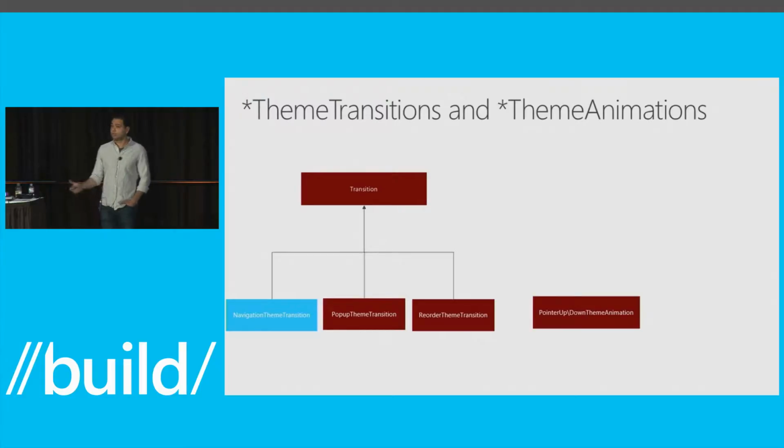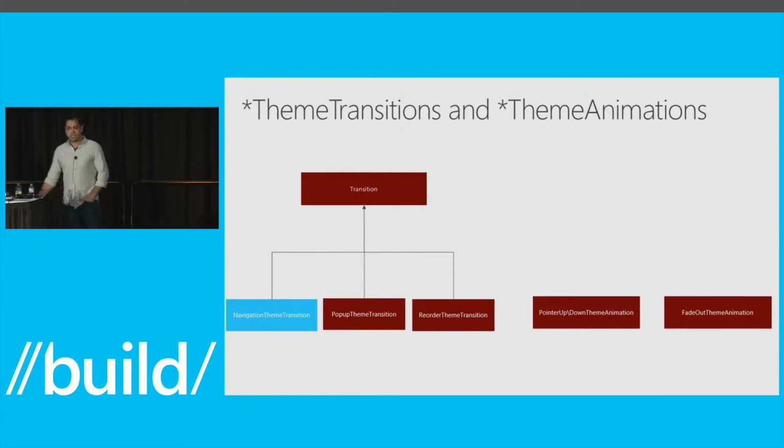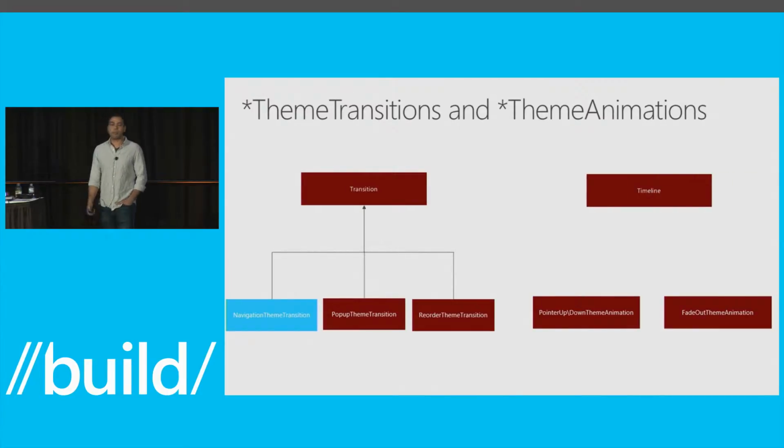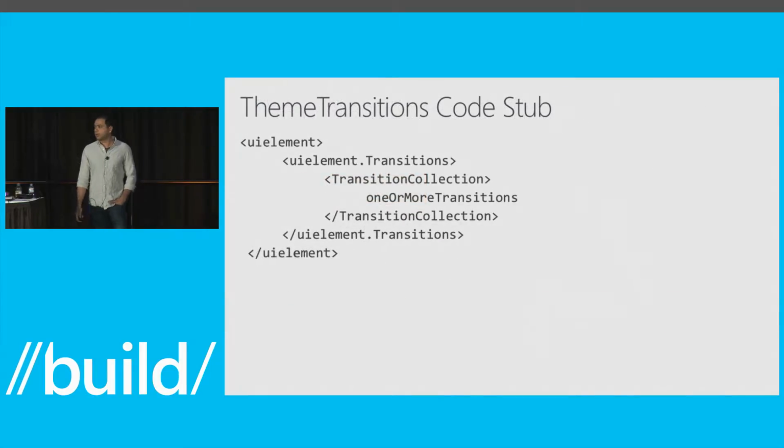The animations look different, but the way you use the API is exactly the same. And then we have the fade-out theme animation. Again, the animation looks the same. We have the same API on both. And the theme animations derive from the timeline base class, which is, again, common to both Windows Phone and Windows 8.1. So let's look at some code here of how you use theme transitions and theme animations.